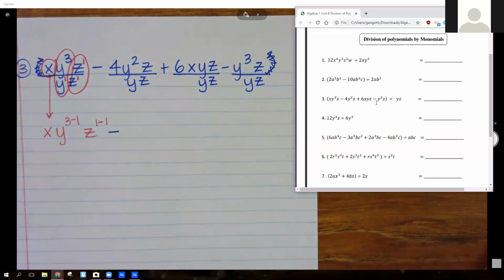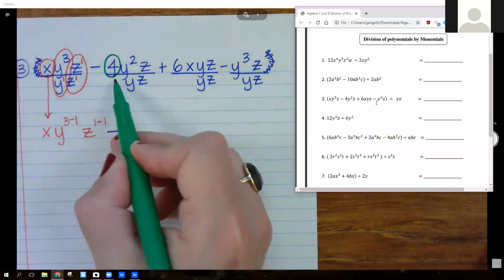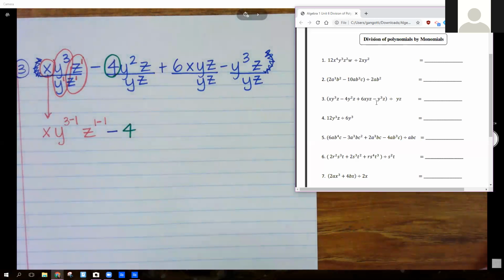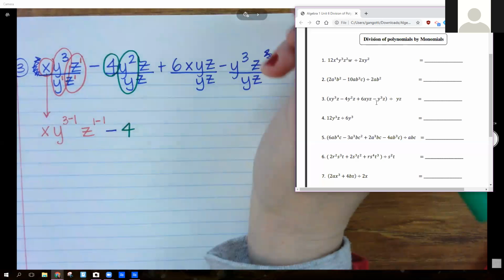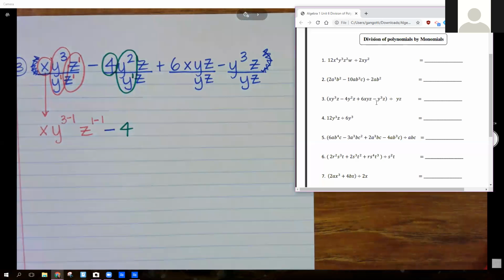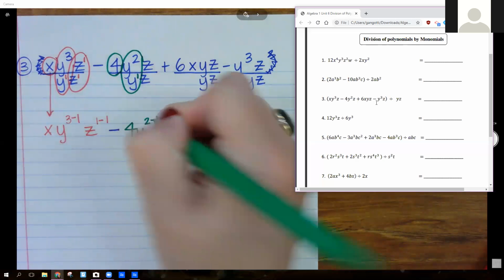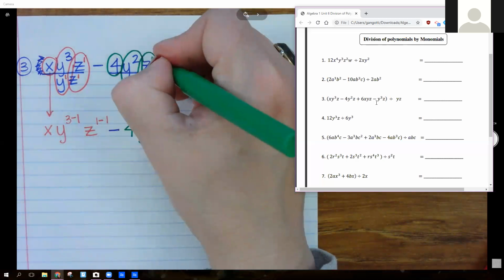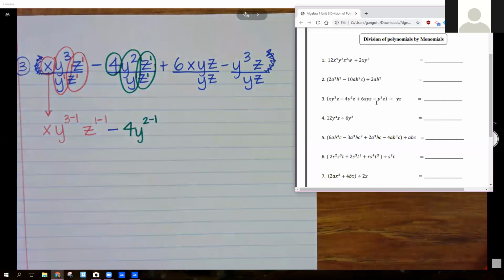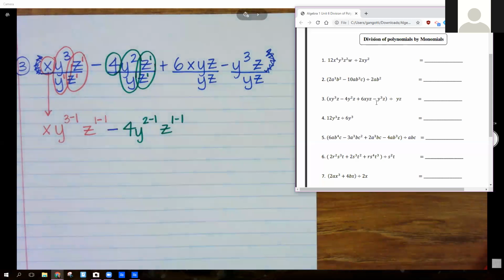I'll switch colors. You got a 4 right here. There's no numbers in the bottom to divide, so we're just going to bring the 4 down. Get your y's together for this one. There's a little 1 right there. So this will be y to the 2 minus 1. And then there's those z's again, each having a 1 for their exponent. So this will be z to the 1 minus 1.